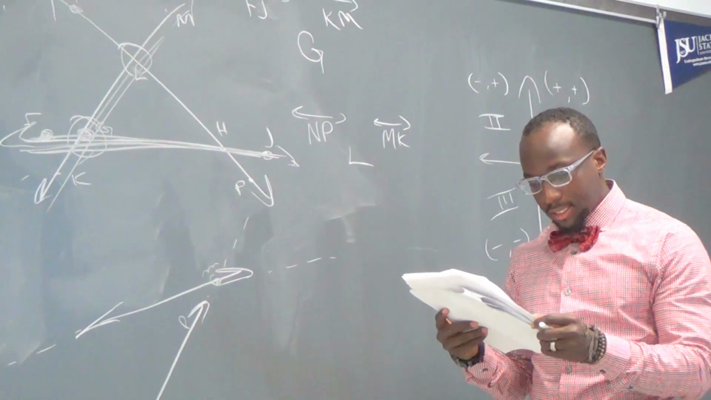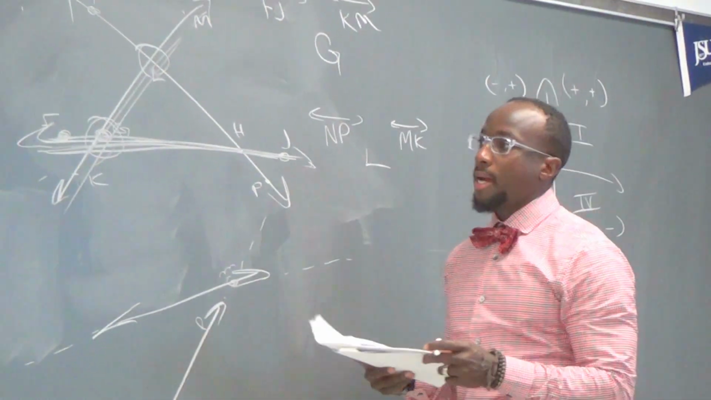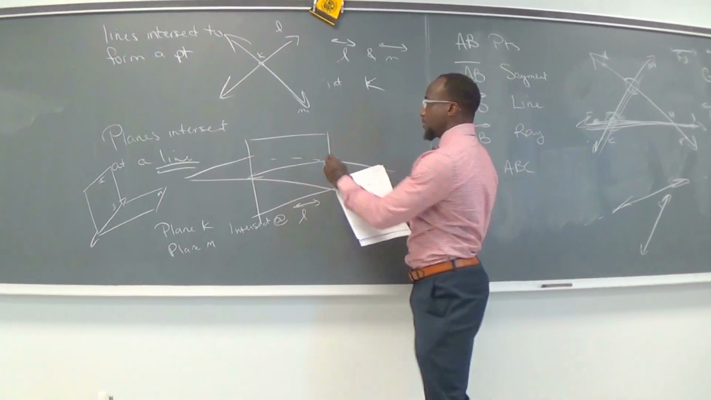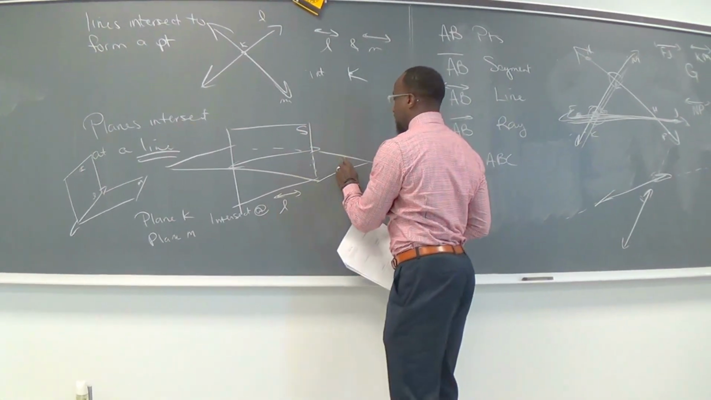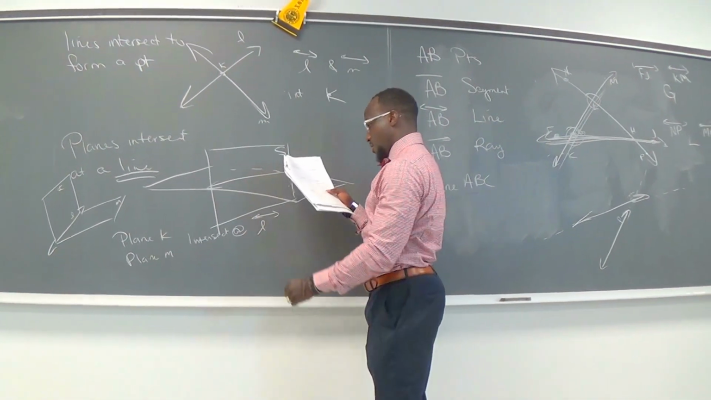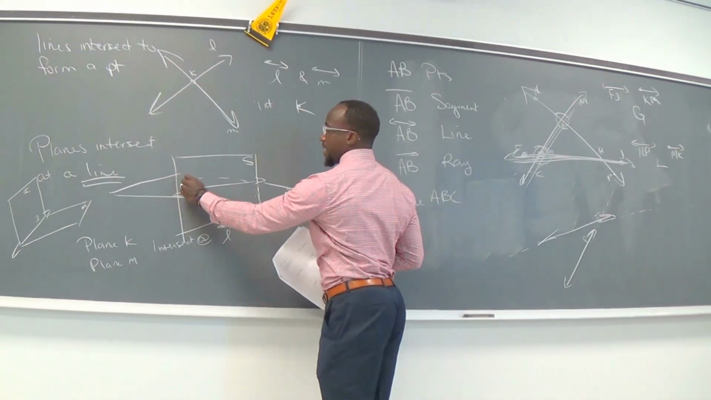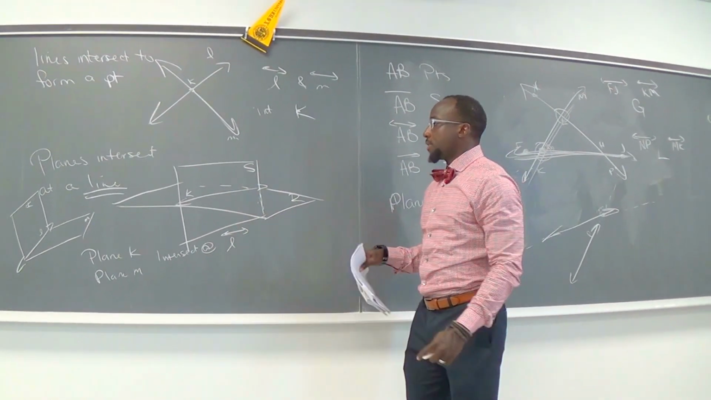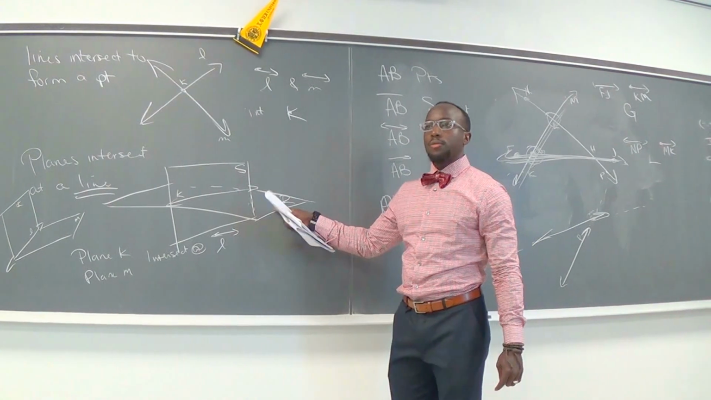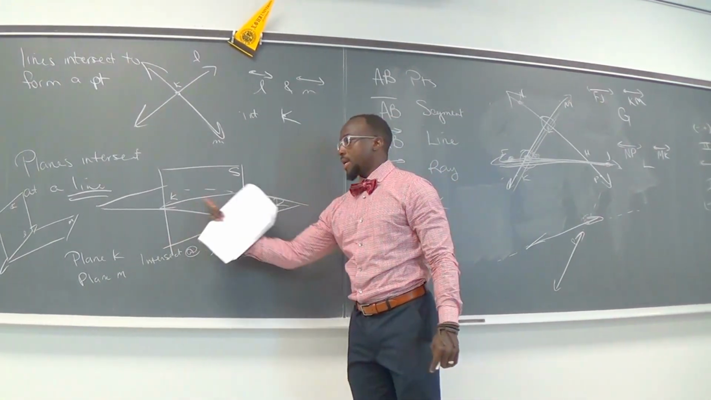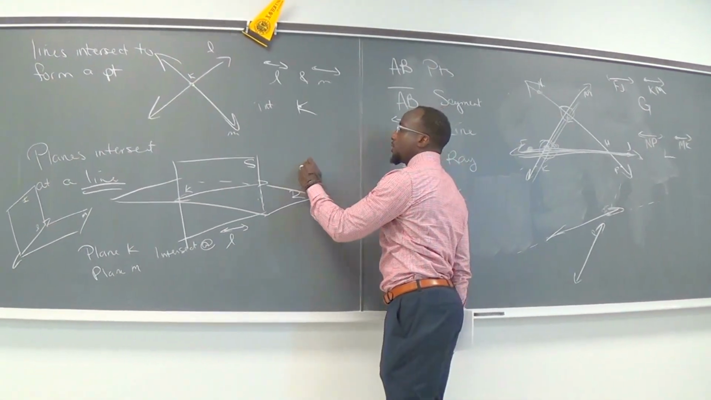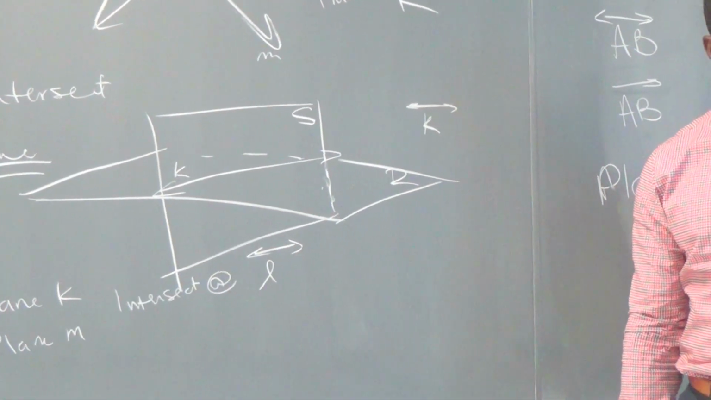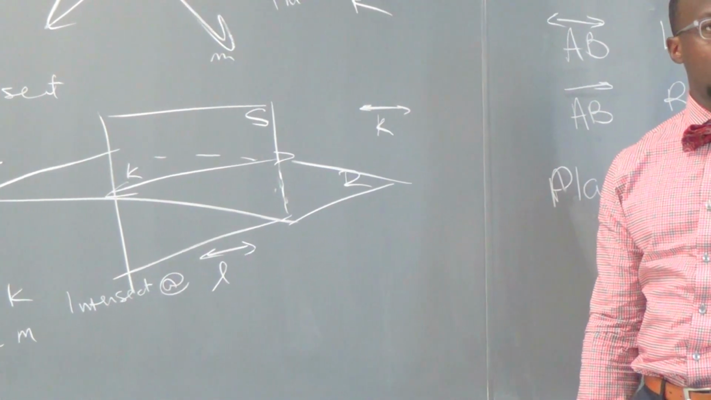Let's jump to the next part where you see the plane. The plane is pretty much like this here. If this was S, this is just the top of the picture. R, and that looks like K. So the intersection between plane S and R would be line K. Right? So you put the K and the arrows. Line K.